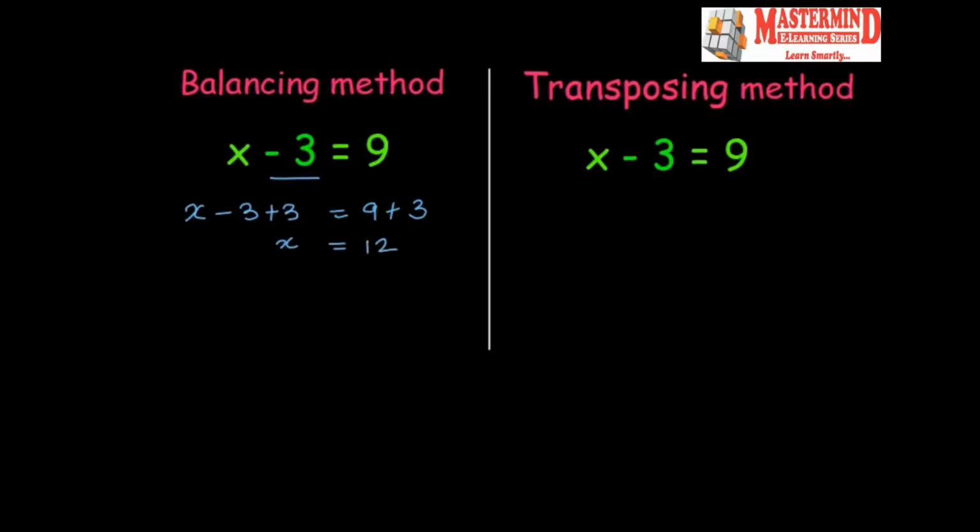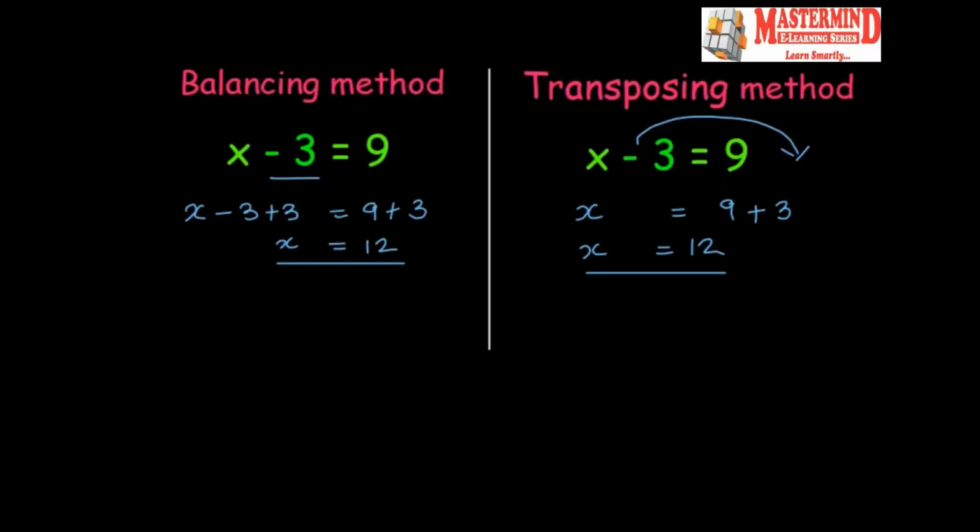So we get this answer, x is equal to 12. Now if you use the transposing method, you simply shift this minus 3 to the right hand side. Right? Now I write x on the left hand side and 9 is there on the right hand side. I do not want this minus 3. When I shift this minus 3 to the right hand side, its sign will change from minus to plus. So it will become 9 plus 3, and that is equal to 12. So we got x is equal to 12.